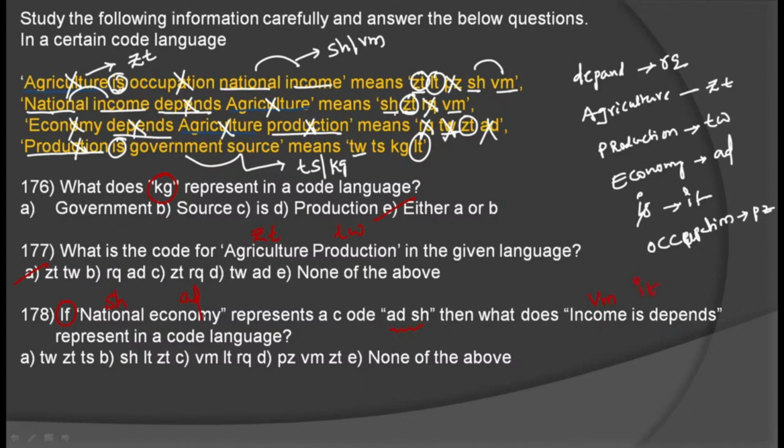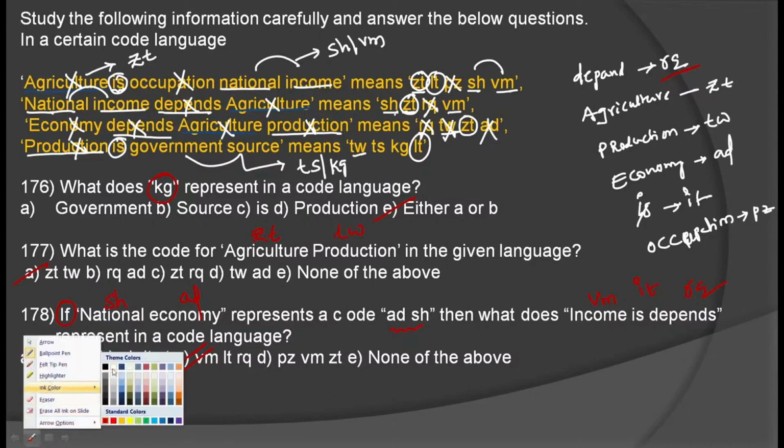See, the word depends. If it is depends, there is no other word, so yes, the word depends is RQ. Now check it out. What is the following option? We want VM. There is no VM here. VM IT RQ. You can choose your option here. So that is the first set of questions.